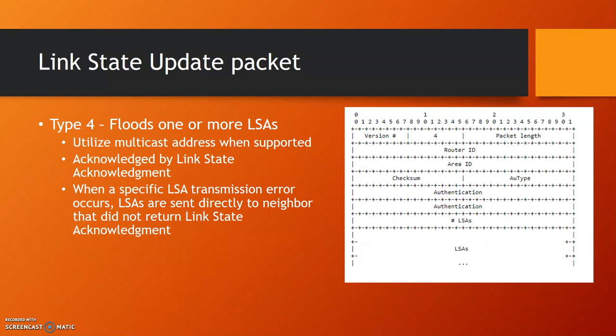Type 4 are link state update packets. This can be sent to one or more LSAs. If only one router needs this information, it'll actually send it unicast. But if it's trying to send to multiple routers, it'll use the multicast address. And it's acknowledged by a link state acknowledgement. When a specific LSA transmission error occurs, LSAs are sent directly to the neighbor that did not return the acknowledgement of the link state.